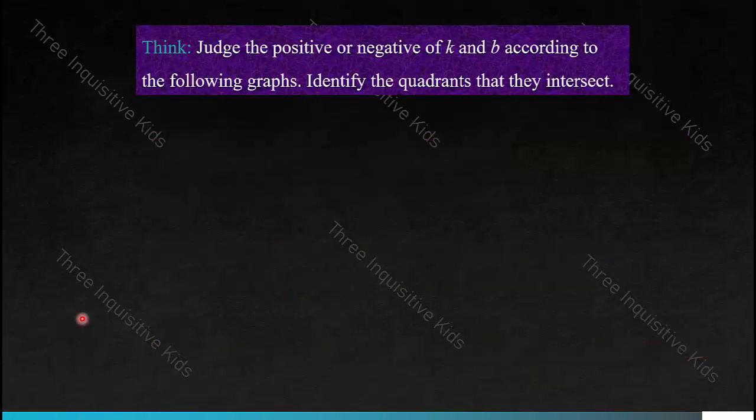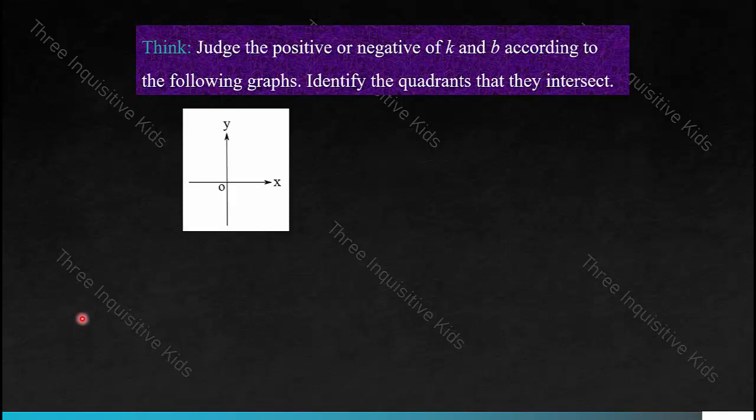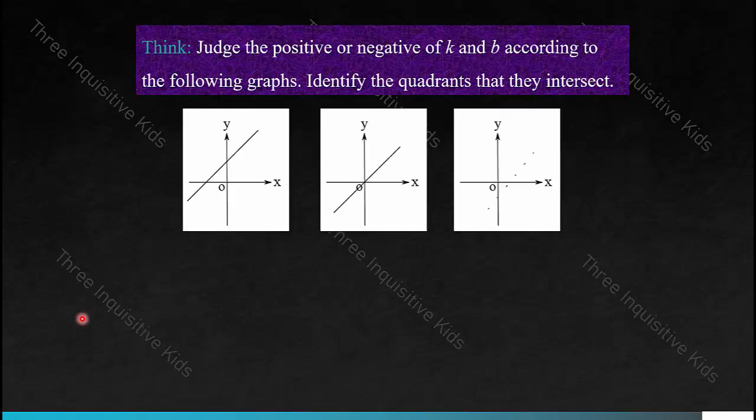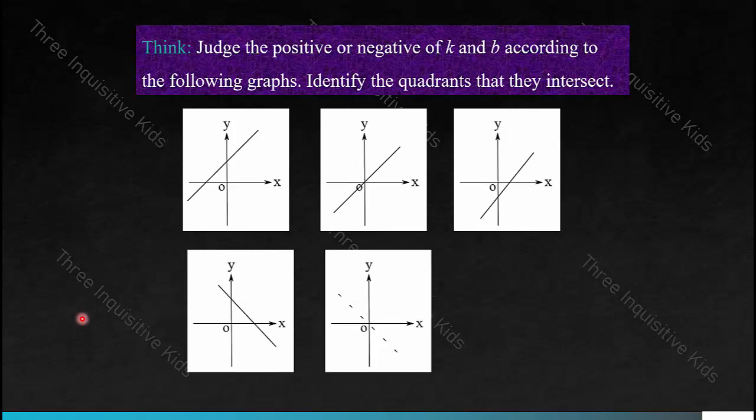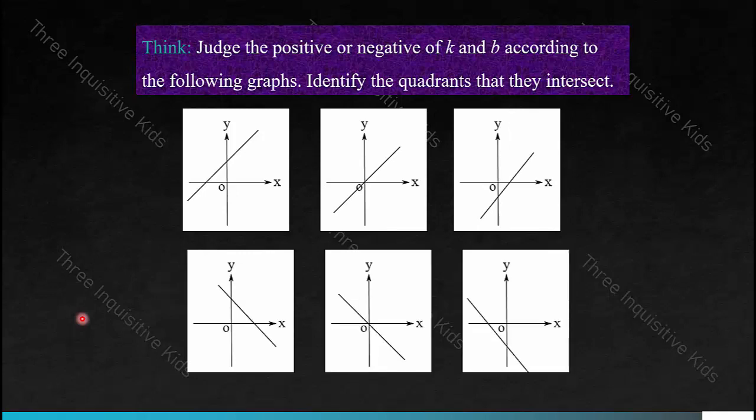Judge the positive or negative of k and b according to the following graphs. Identify the quadrants that they intersect. So we have 6 right here, and I want you to find whether k and b are positive or negative, and identify the quadrants that they intersect. Well, here k is greater than 0, b is greater than 0, so they're both positive.